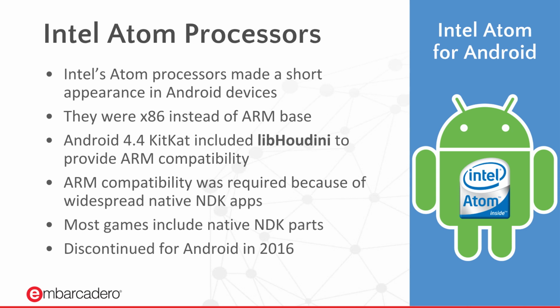The reason they had to provide ARM compatibility is because of games. I think the number is like 75% of all the apps in the marketplace are games. That's where all the money is. People spend a lot of money on games. We think of our devices as productivity devices, but they're not. They're game devices. Pretty much every game out there includes native NDK parts. So you have to have libhoudini to run any games on an x86 based Android device, especially because the Atom processors had such a small market share. They were very much a niche. Intel in 2016 decided to discontinue it, so it went from being a niche to being discontinued. Small little blip on the radar.